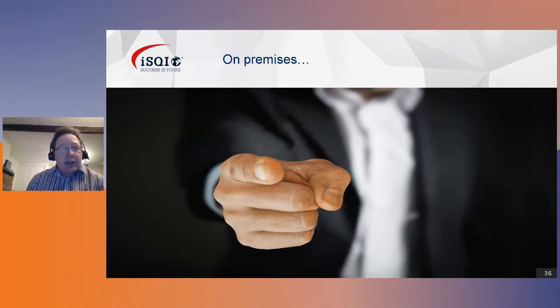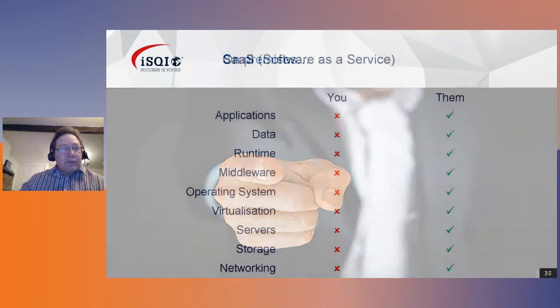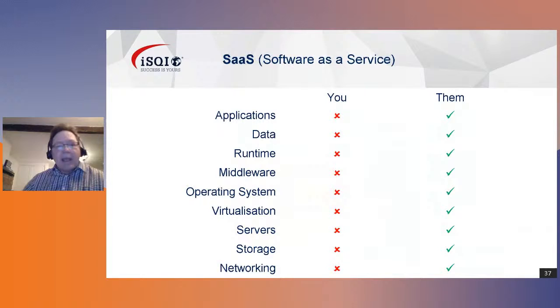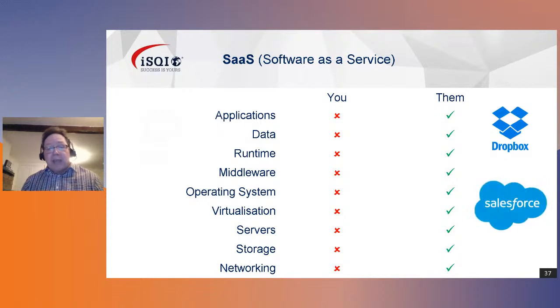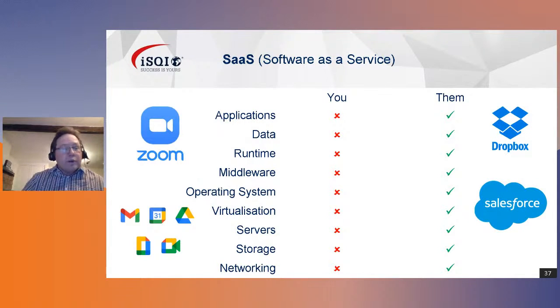Now, where the cloud has changed things is we've got all of the as a service. So we can now get software as a service. And that's where basically everything's looked after by someone else. And so examples of that might be online storage like Dropbox, Salesforce, Zoom is probably one that you've used recently, or the Google applications, your mail, calendar, and so on.